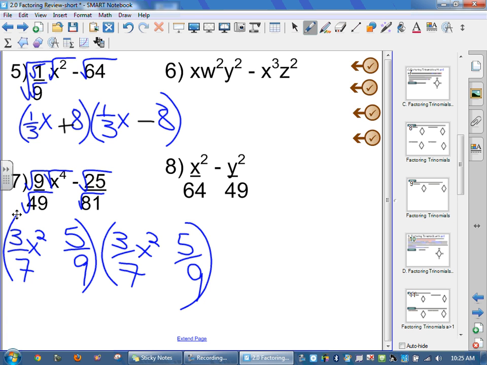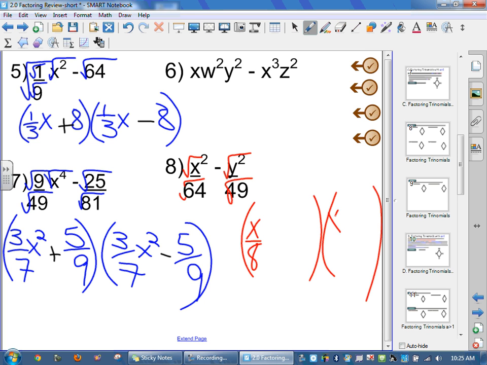On number 8, same kind of thing. We're going to open 2 brackets. Square root tops, square root the bottoms. We're going to get x over 8 to start. At the back, y over 7. And separate with positive and subtraction sign.